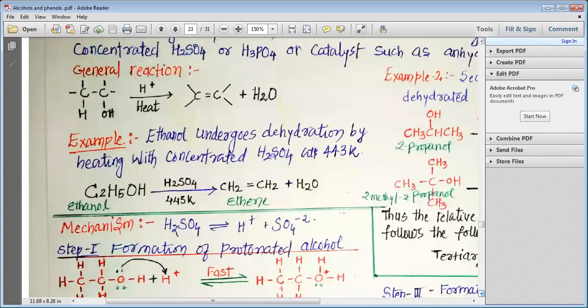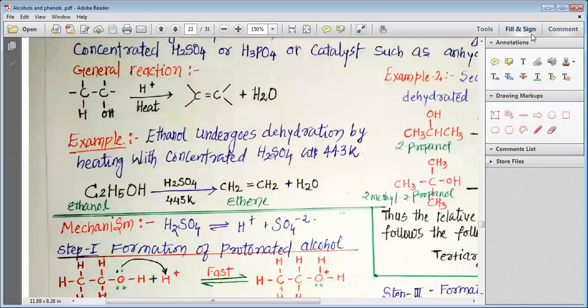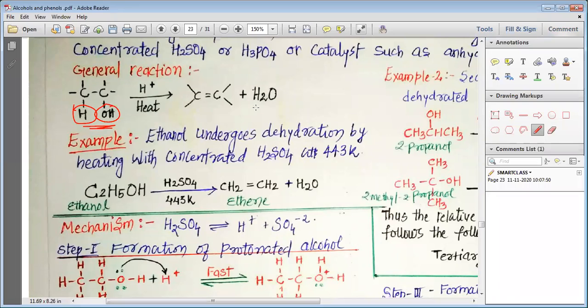You can see here that the general reaction for the dehydration of alcohol is given. You can see that an alcohol has got hydrogen and an OH group. So this H and OH are removed as H2O and we simply get an alkene. And this is how, my dear students, we can understand the dehydration reaction.